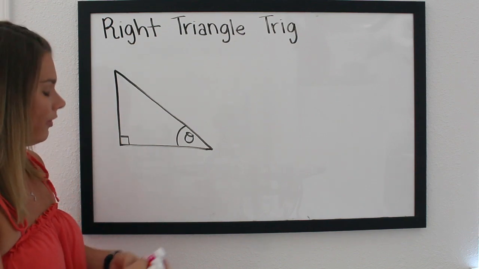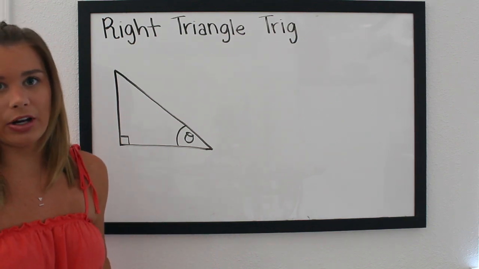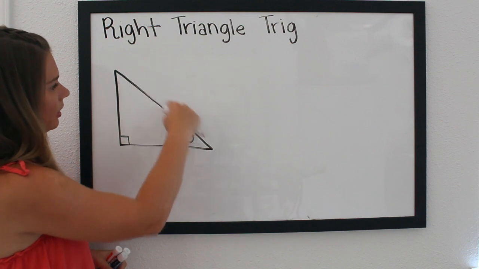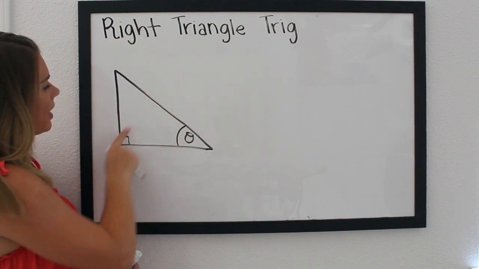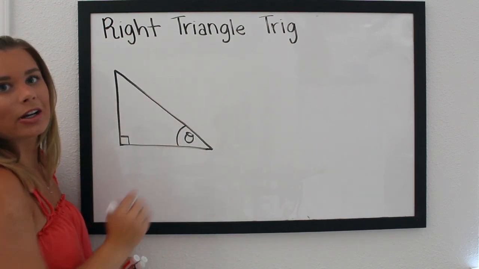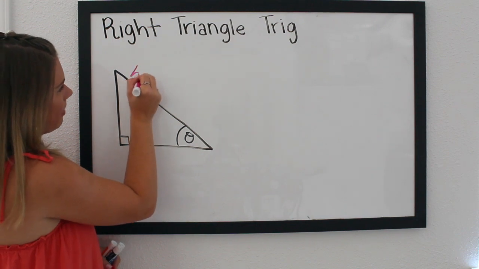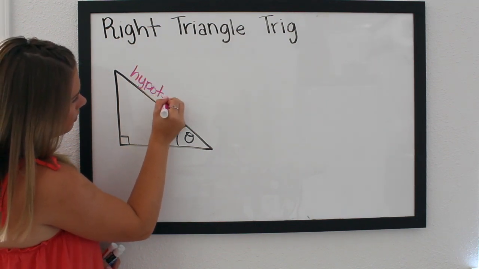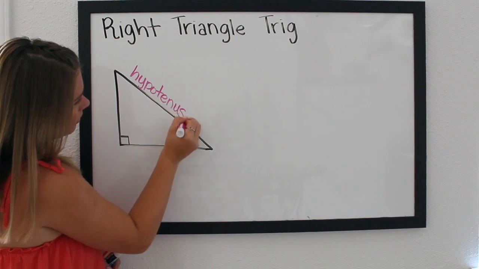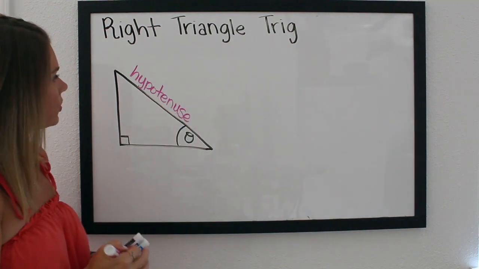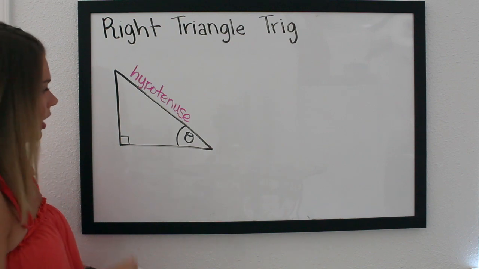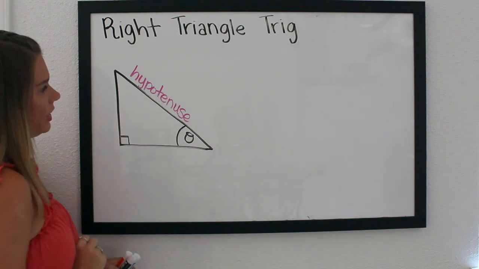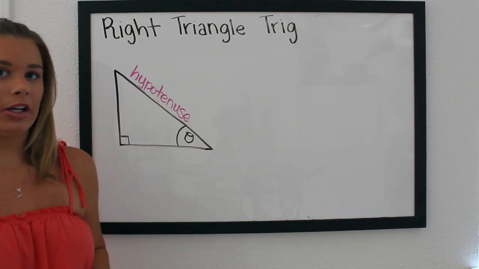So first off, we have what's called the hypotenuse. The hypotenuse is always the longest side, and it is opposite of this 90-degree angle. So this right here is our hypotenuse. So the longest side on a right triangle and the one opposite of the 90-degree angle is our hypotenuse.